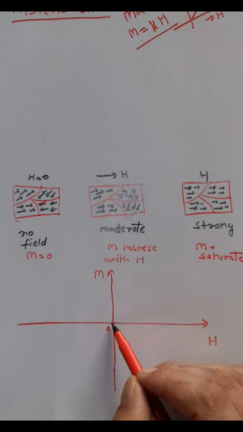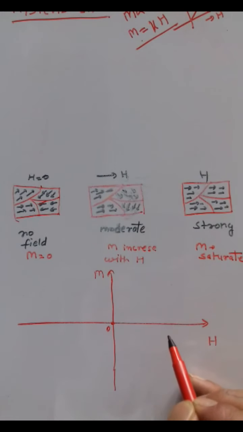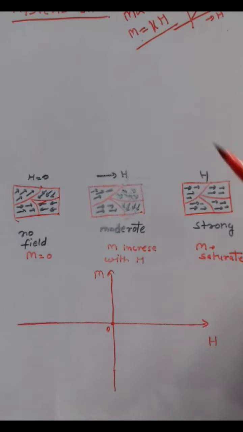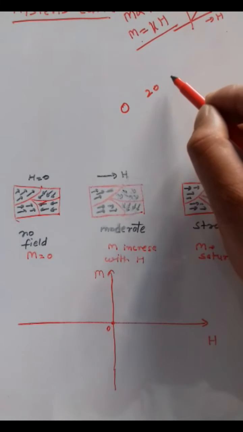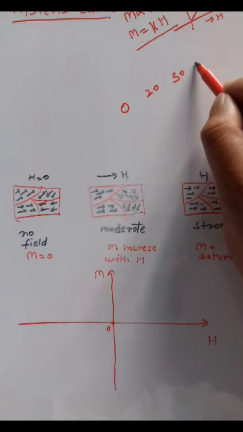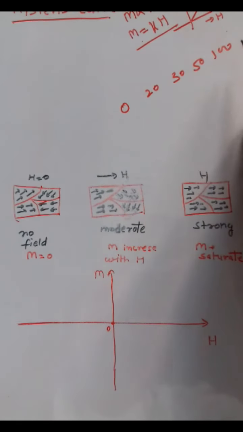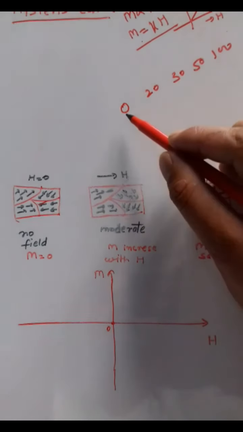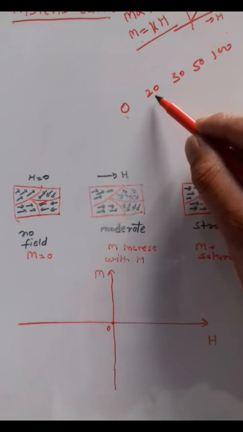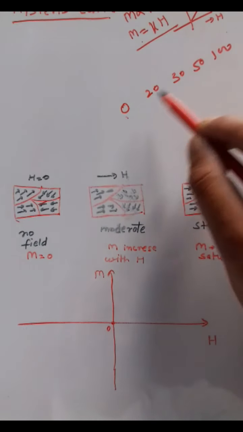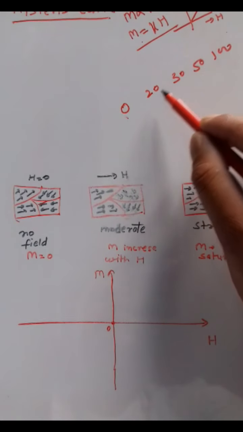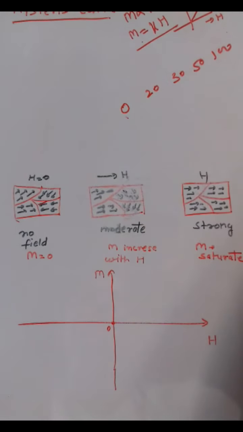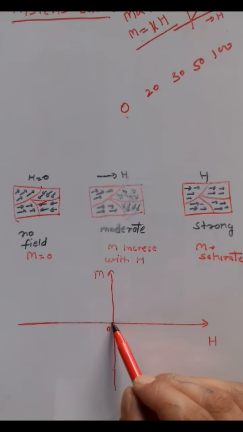So now let us apply and increase the external field. The pattern of increasing the external field is like, suppose first it is 0, then we apply 20 unit, then 30 unit, 50 and 100 unit. It is the unit for external field H. So first there is zero magnetic field, then we have increased it, as an example, to 20, then 30, then 50, then 100 and beyond. So at zero field, magnetization M is 0.